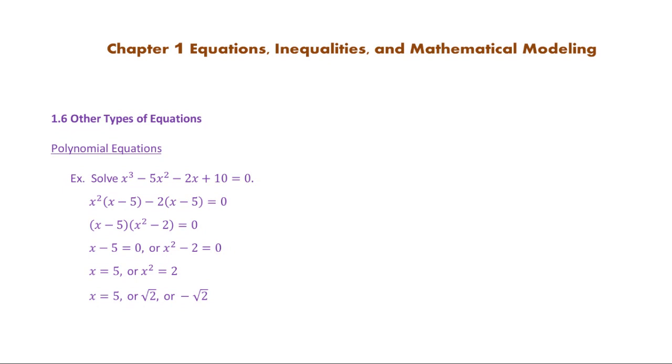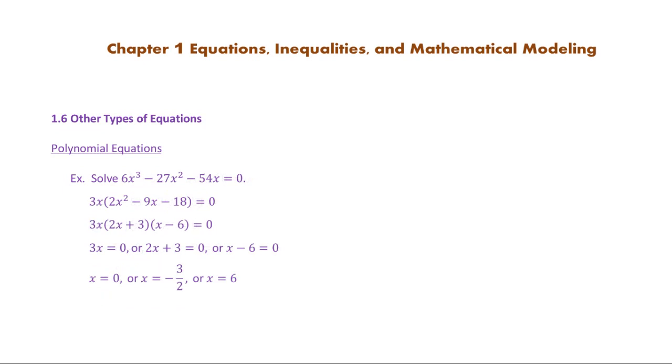If you take the root, you get the positive square root of 2 and the negative square root of 2. So in total, we got three solutions: 5, square root 2, and negative square root 2. Good. Any questions? If there's no question, let's go to the next problem.